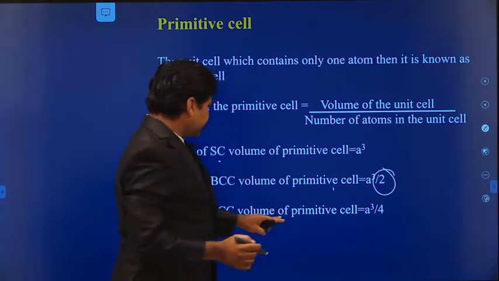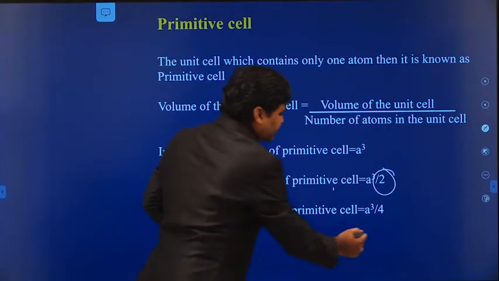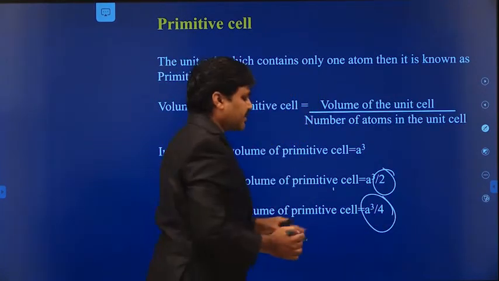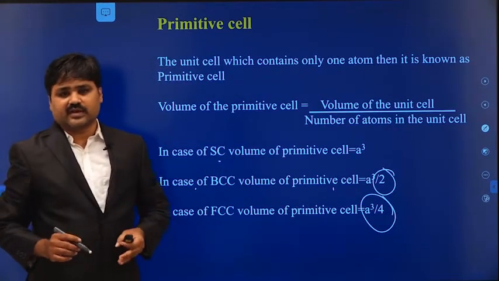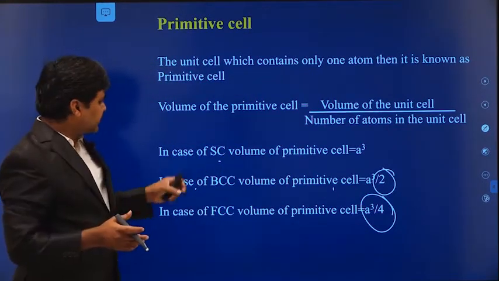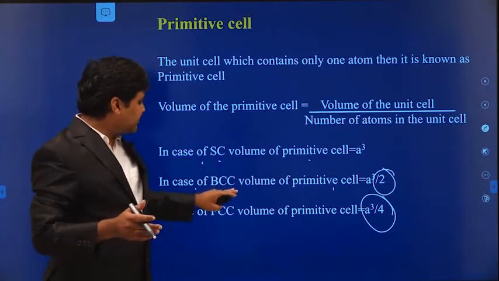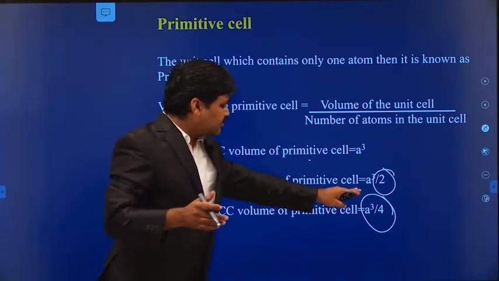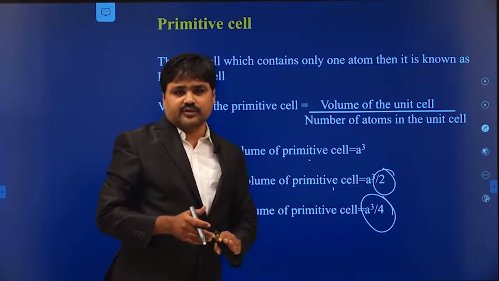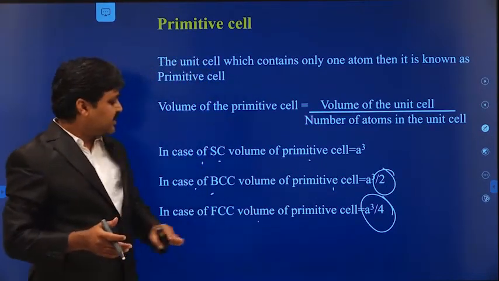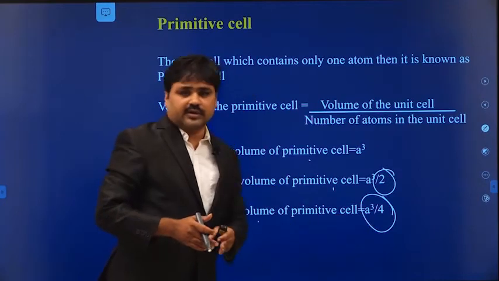And in the case of FCC, it contains 4 atoms. So the volume of the primitive cell is equal to a cube by 4 because it contains 4 atoms. In the case of simple cubic, the unit cell itself is the primitive cell. But in the case of BCC, since there are 2 atoms, the volume of the primitive cell is equal to a cube by 2. In the case of FCC, the volume of the primitive cell is equal to a cube by 4.